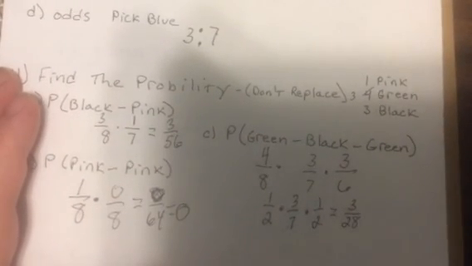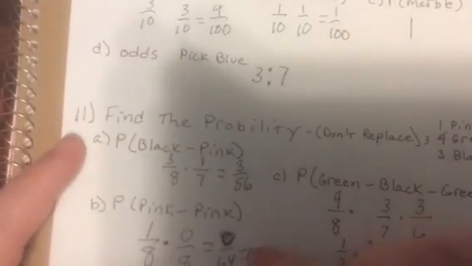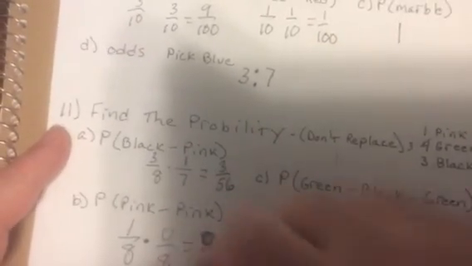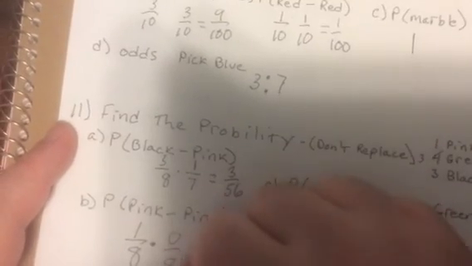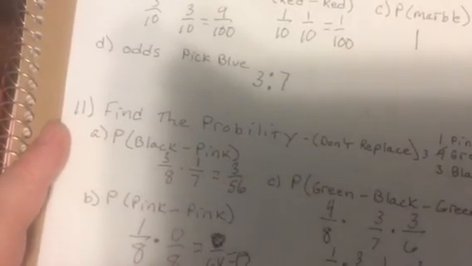Now, if I had replaced it, I could do it. If you replace the marble, it goes on for infinity because you keep putting the marbles back in the bag. If you don't replace the marble, it has to stop at some point. The probability has to stop at some point.